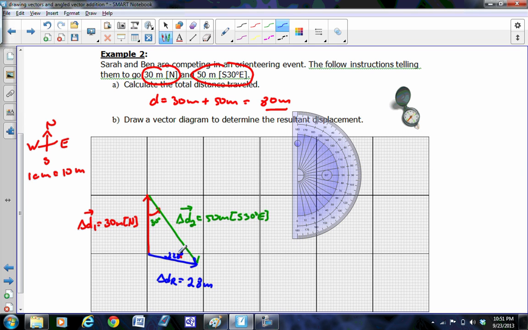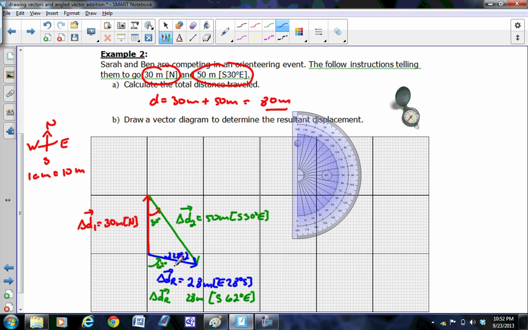So if I measure this angle, I'll be measuring from the east, 28 degrees down to the south. If I measured this angle, I measure 62 degrees. So I'll be measuring from the south 62 degrees over to the east. So again, there's 2 ways of writing this vector. There's no difference between them. Both of them are correct.